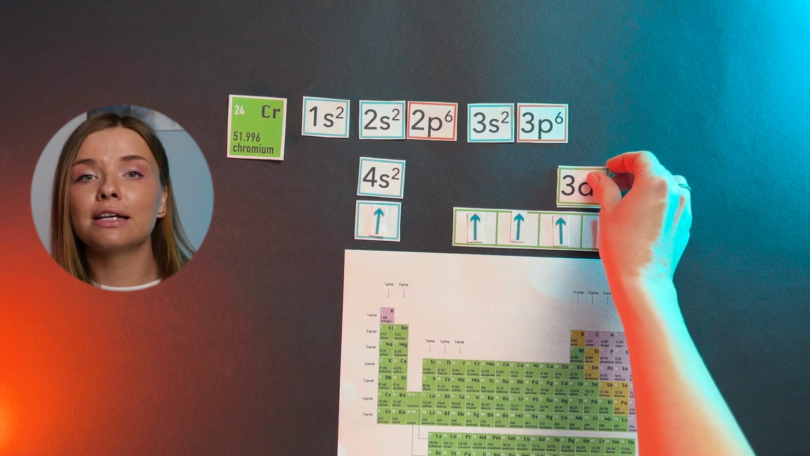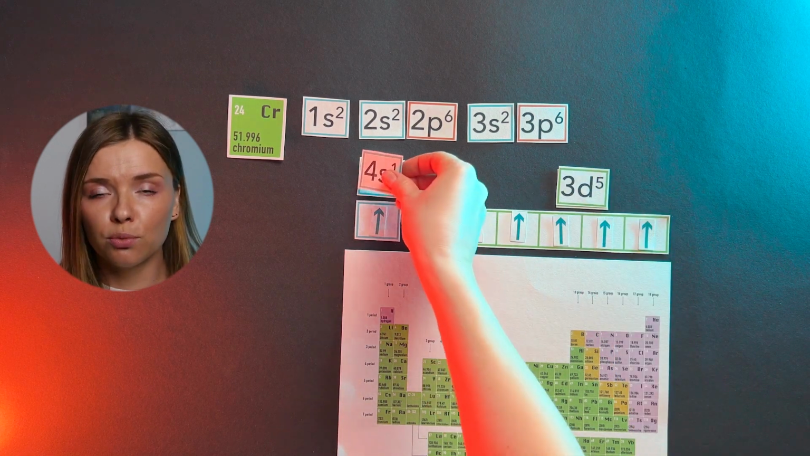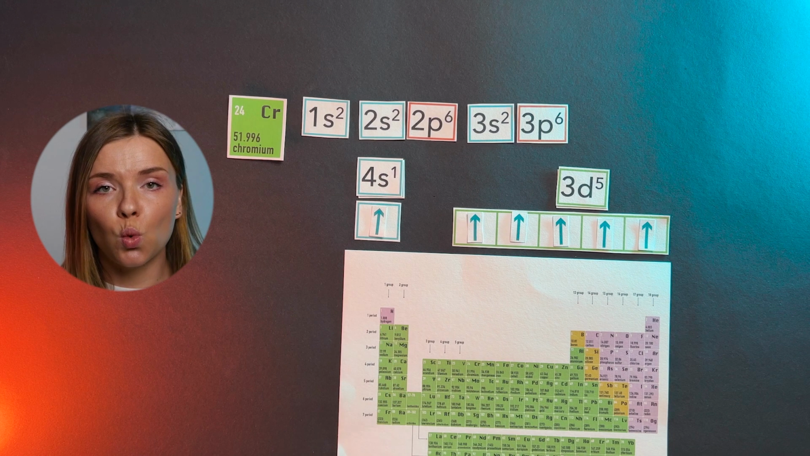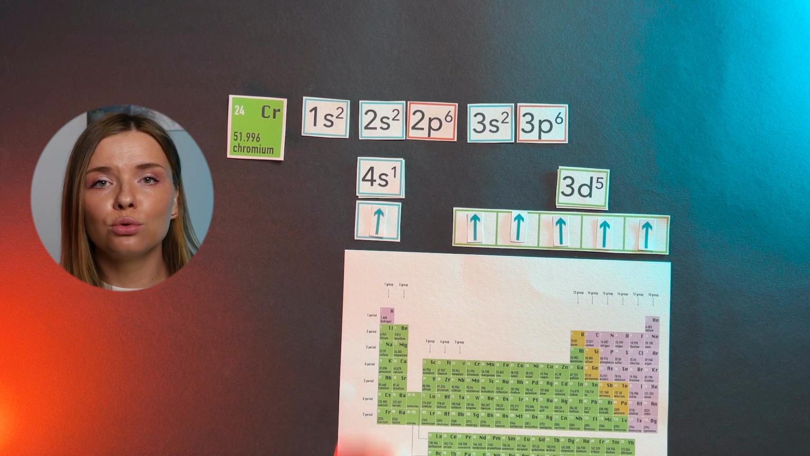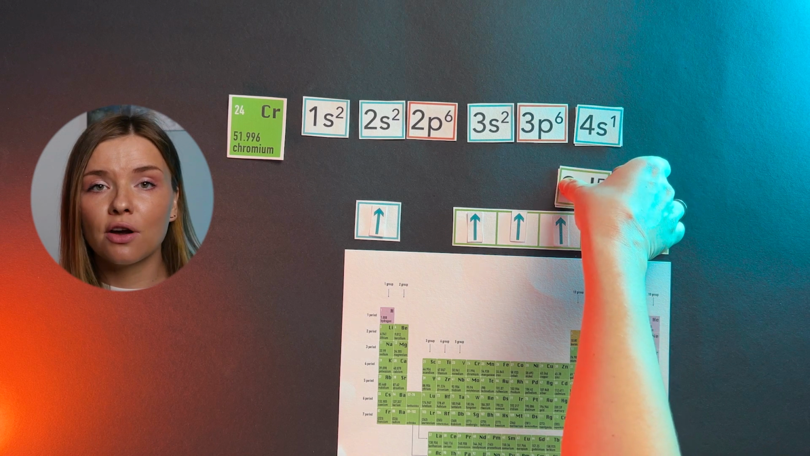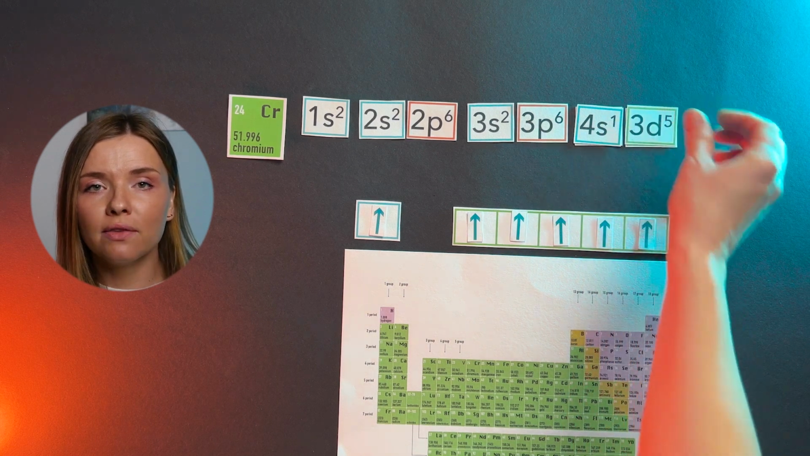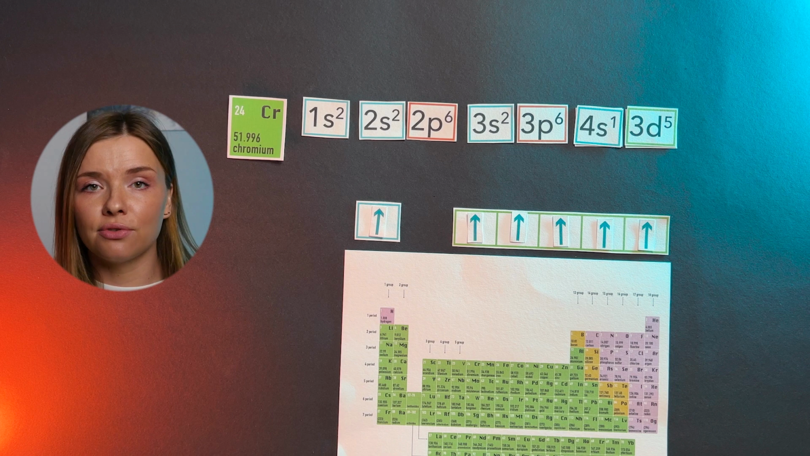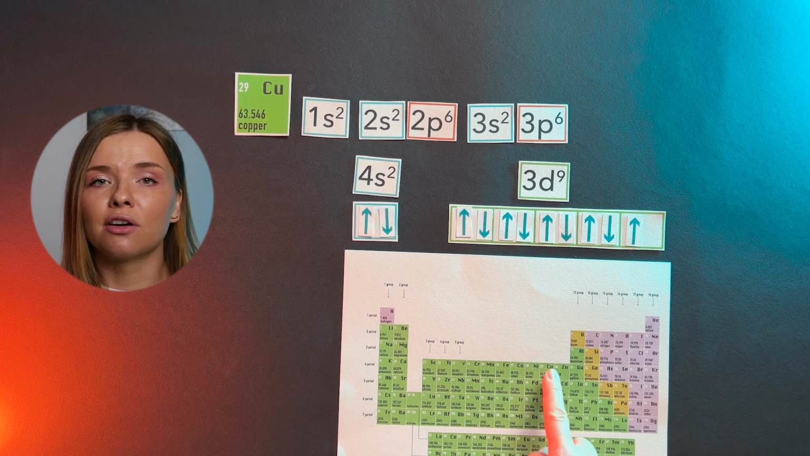Thus, the overall electron configuration of chromium looks like this: 1s2, 2s2, 2p6, 3s2, 3p6, 4s1, 3d5. And copper has a very similar situation.